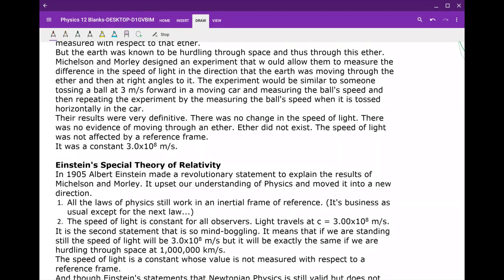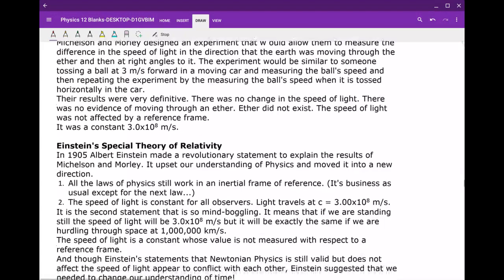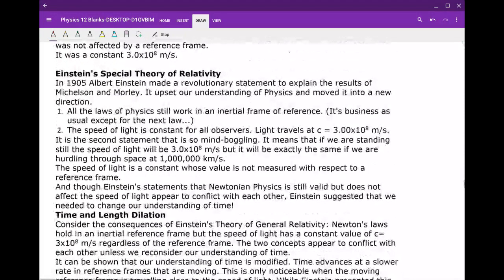So this statement here, as I've already said, means that if we're standing still, the speed of light will be this speed, measured by Romer, more or less, but it will be exactly the same for everybody watching it, even if you're moving through space at 1,000,000 miles an hour. So the speed of light is constant, its value is not measured with respect to the frame of reference, okay?